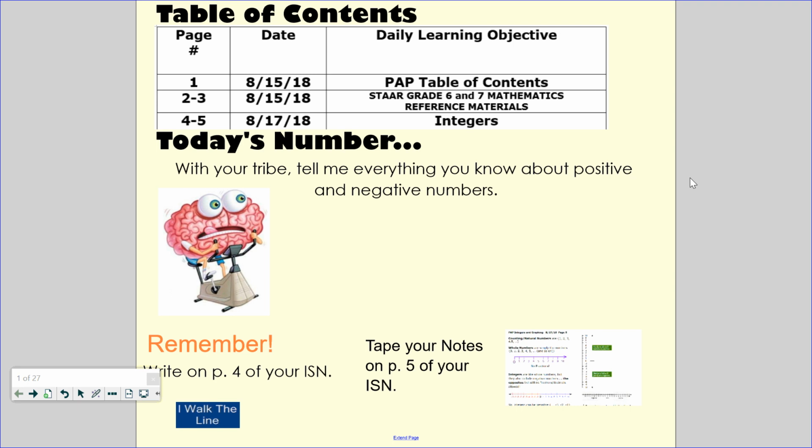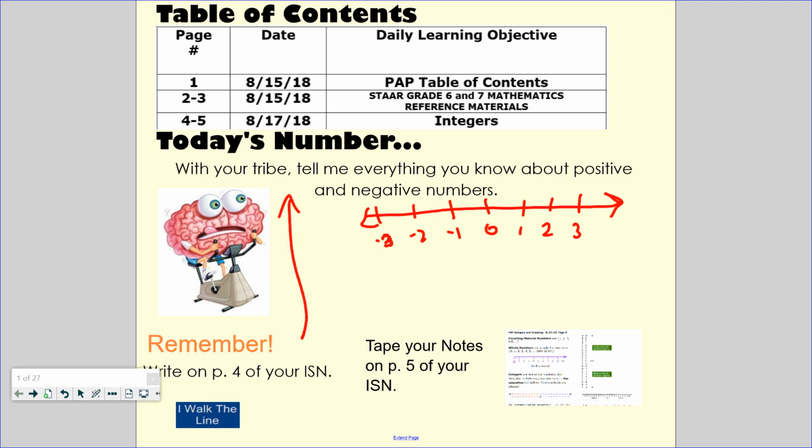Well, one thing you can say is that you can find them on a number line. 0 is neither positive or negative. You'll see positive numbers to the right of 0, and you'll see negative numbers to the left of 0. This is a horizontal number line. You can have a vertical number line such as this, where 0 is in the center, and positive numbers are north of 0 or above 0, and negative numbers are below 0 or south of 0.